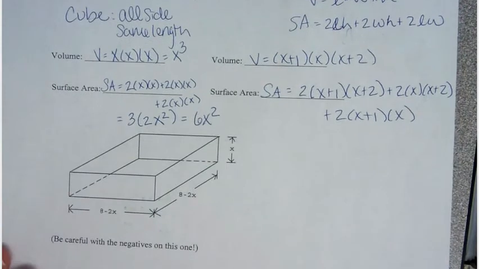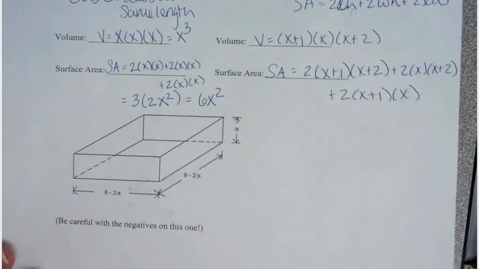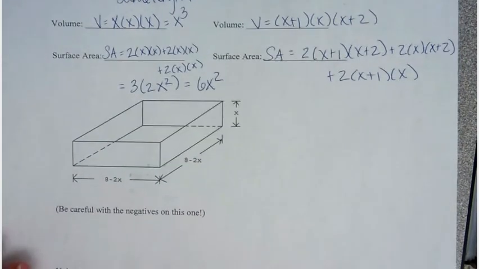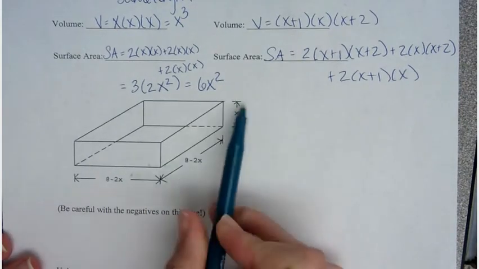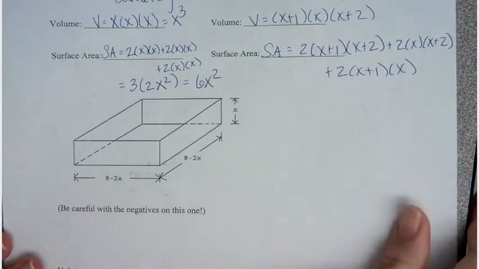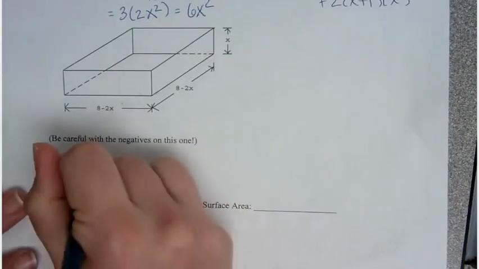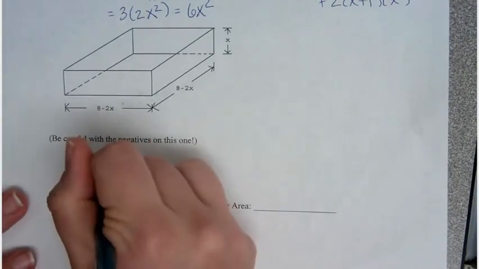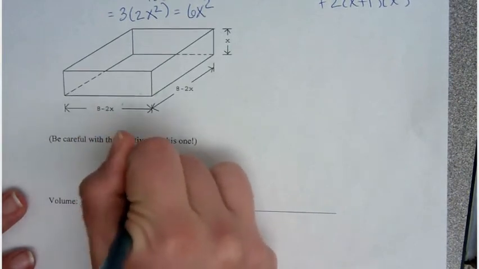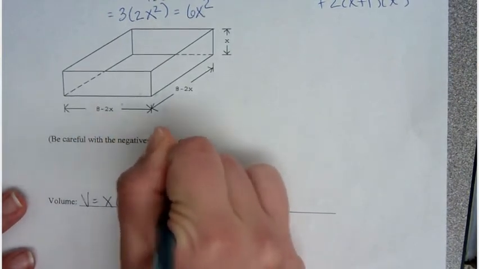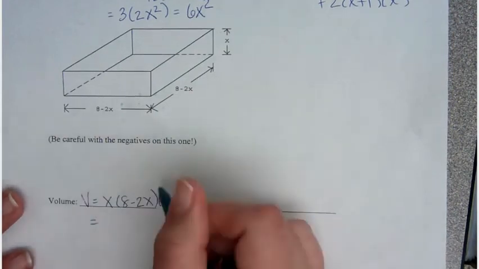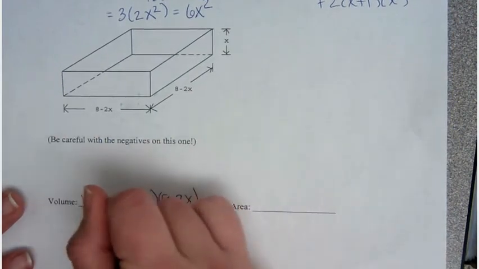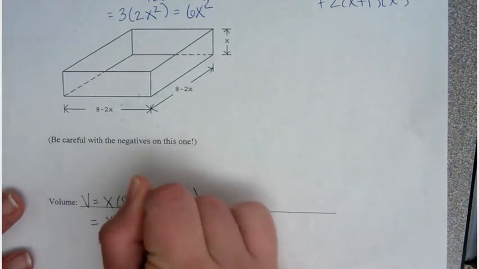Okay, now this last one, we have another rectangular prism. And excuse me, we have these lengths that we're going to use, okay? So our volume, we just multiply all 3 of those together. Okay? And notice that these two are the same, so we can have x times 8 minus 2x squared.